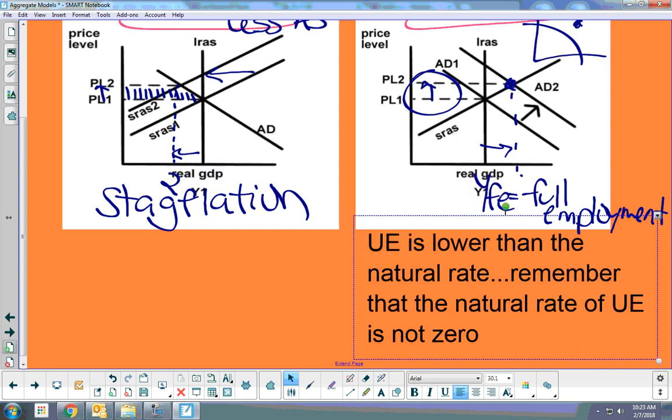Okay, so this is where unemployment is lower than the natural rate. Remember, the natural rate of unemployment is not 0. Good job, Carson. You said it would be less than the natural rate. Yes. It's not sustainable because you would be doing your best all the time and eventually you'll wear out.